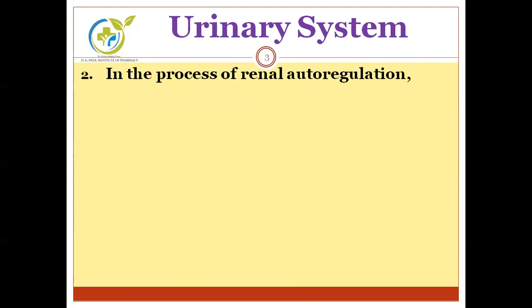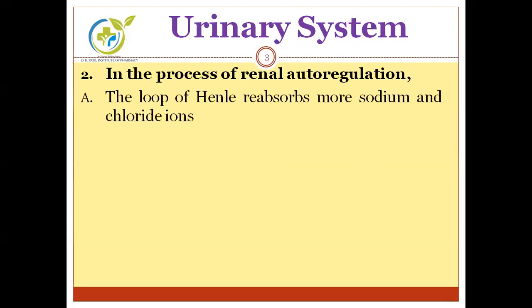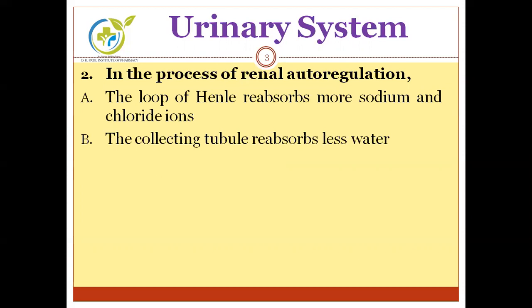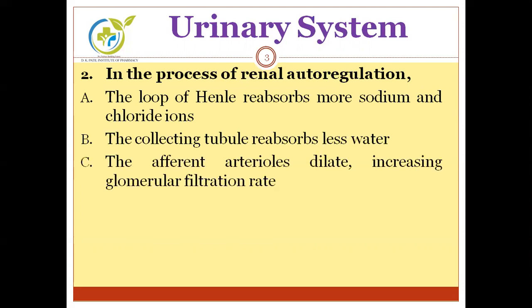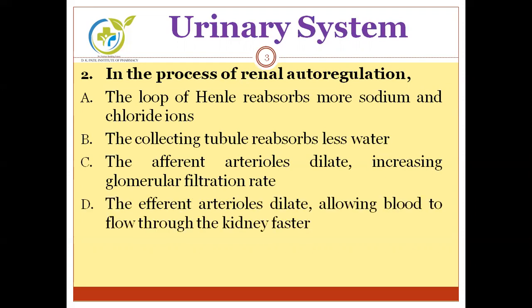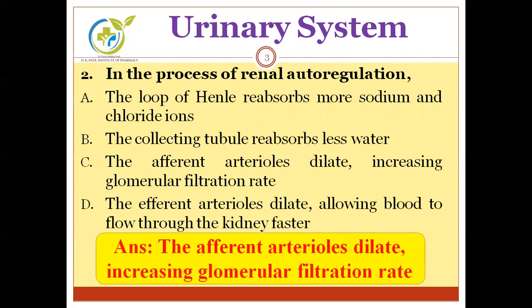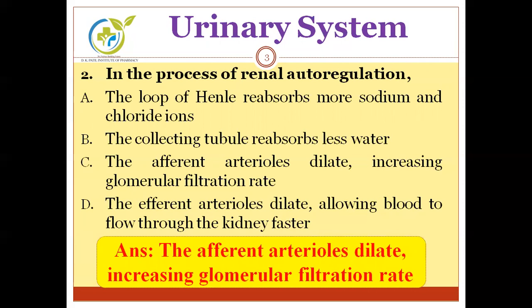Next question. In the process of renal autoregulation, options are A. The loop of Henle reabsorbs more sodium and chloride ions. B. The collecting tubule reabsorbs less water. C. The afferent arterioles dilate, increasing the glomerular filtration rate. And last D. The efferent arteriole dilate, allowing blood to flow through kidney faster. Can you guess the correct answer? The correct answer is the afferent arteriole dilate, increasing glomerular filtration rate. That is C.